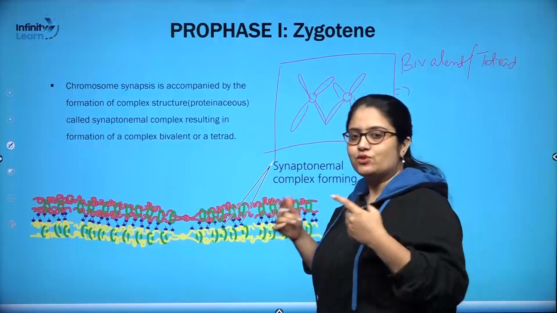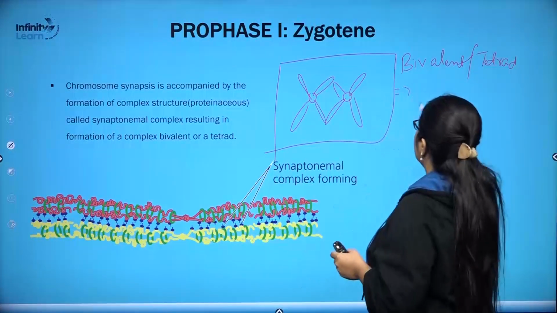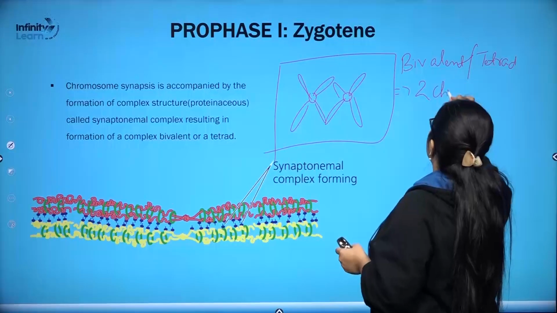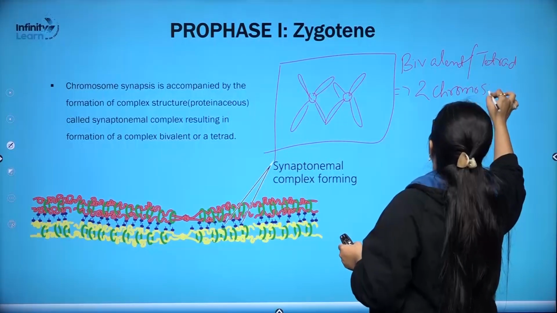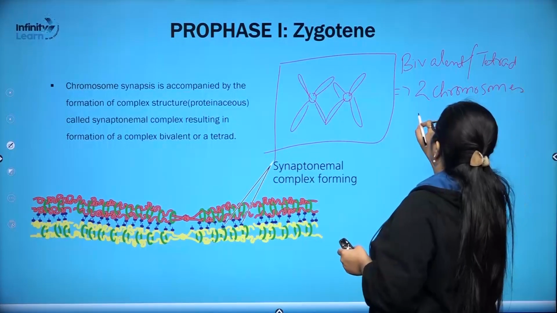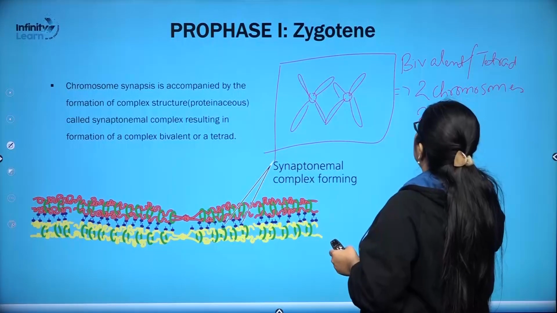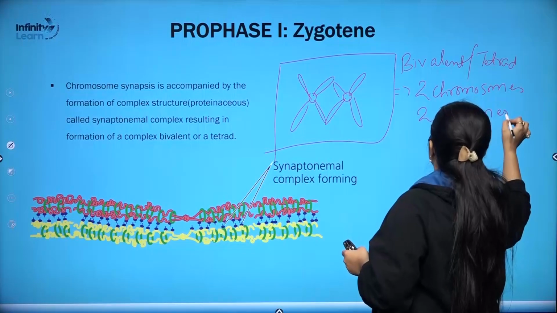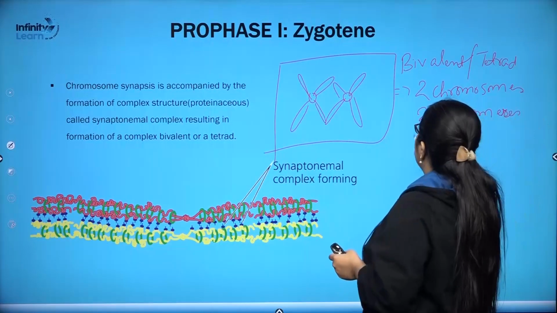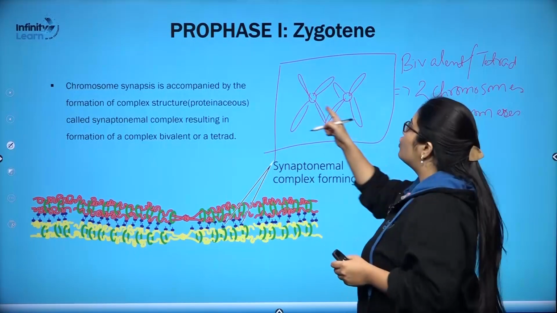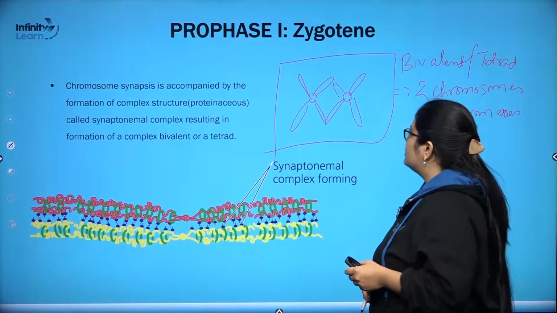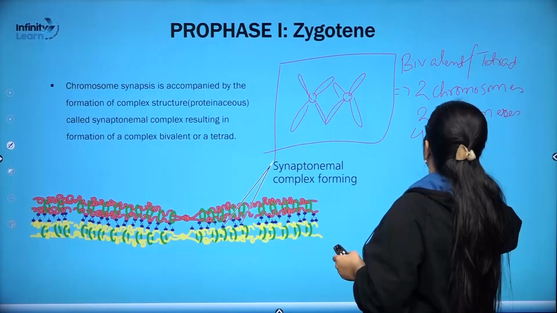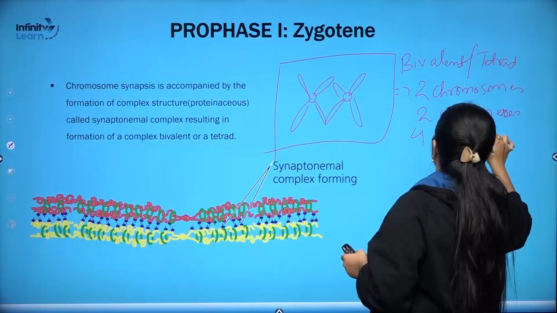A pair of synapsed homologous chromosomes is a bivalent or tetrad. It will have two chromosomes, and along with that, it will have two centromeres. Two chromosomes, two centromeres, my dear children, and 4 chromatids, because each chromosome will have 2 chromatids. So there are 2 chromosomes, 2 centromeres, but 4 chromatids.